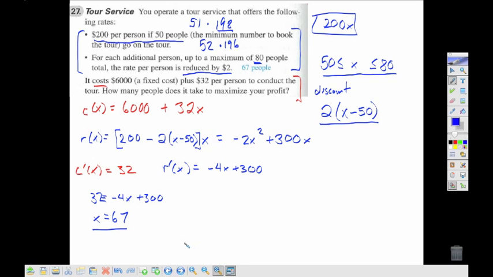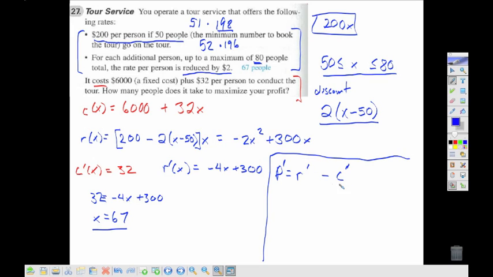There's only one solution there. We want to check and make sure that that's a maximum. There's a couple ways we do that. The book actually does it this way. Rather than using their shortcut, they actually found it easier to look at the profit function. Or even p prime here, since we've got c prime and r prime, the derivative of profit would be r prime minus c prime.